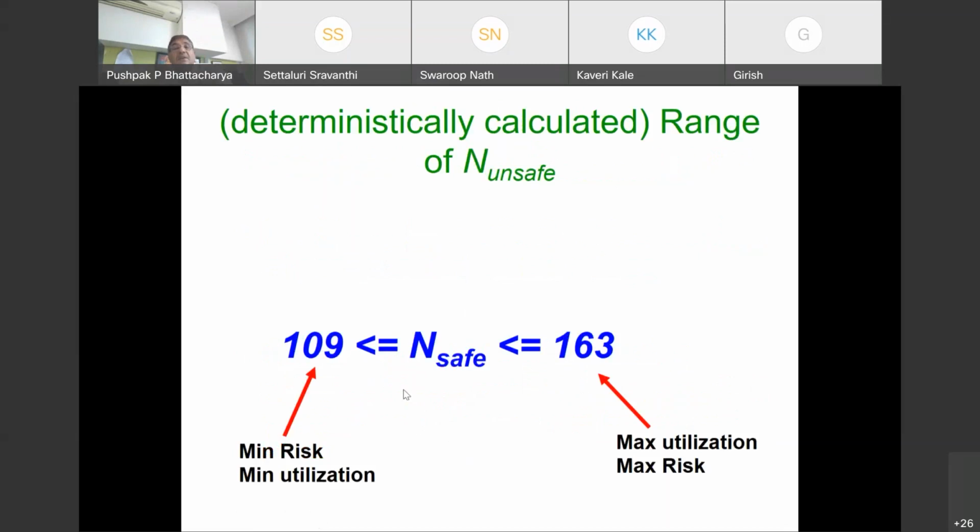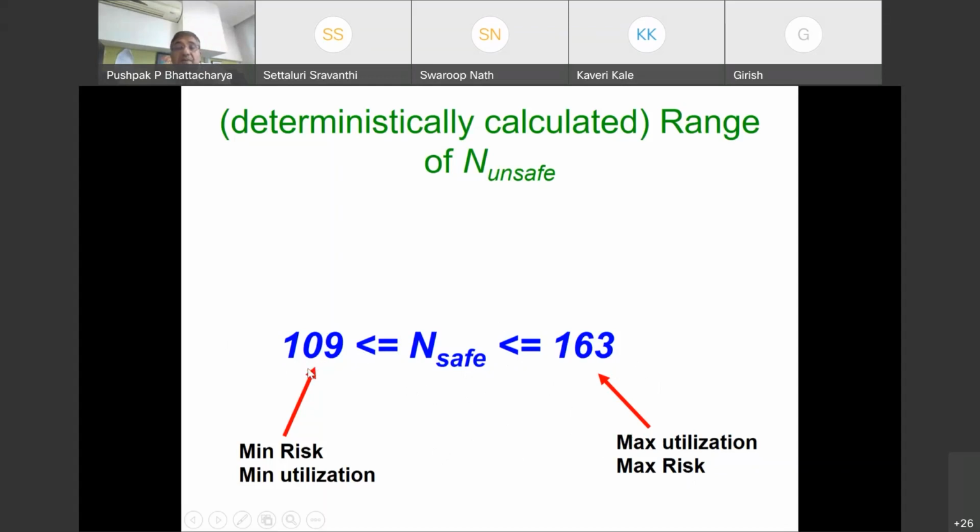Now, if we calculate these values deterministically, this calculation I am not showing. If we allow minimum risk and minimum utilization of the bridge, then the n safe value is greater than or equal to 109. And if we allow maximum utilization and maximum risk, then deterministic calculation again gives me the bound of 163. Those calculations we can see later if we do not allow probabilistic methods. You have been given the mean weight of 3 and the tolerance limit of 300, 400. Then you can make these calculations by taking lower bound on the car weight, upper bound on the bridge weight, upper bound on the car weight, lower bound on the bridge weight. From that, you can determine these numbers, 109 and 163.